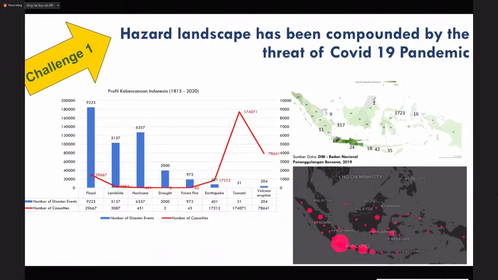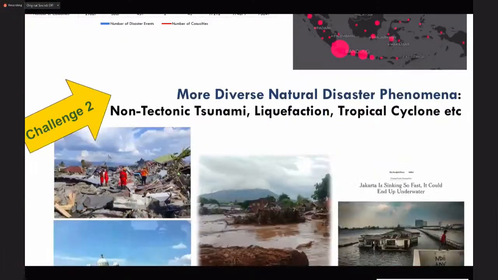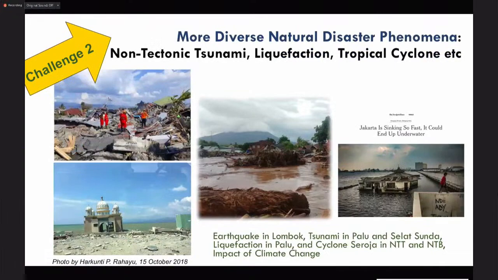The pandemic was dominated mostly in the big cities, and Java still takes the major role. This is why we need to combine multi-hazard assessment, not only natural hazards. We need to think about what happened, as Pak Agus just mentioned, if a disaster occurs during a pandemic. That's why the multi-hazard approach should be considered: what should we do during the pandemic if we have such a natural disaster.